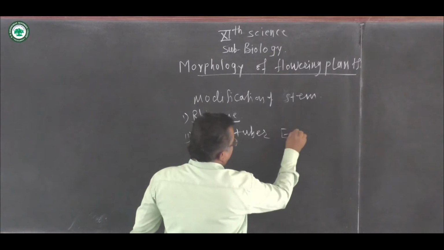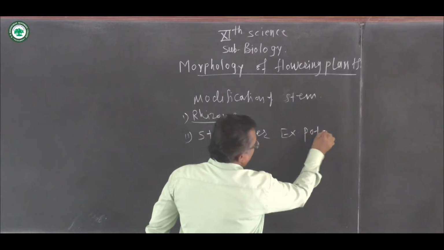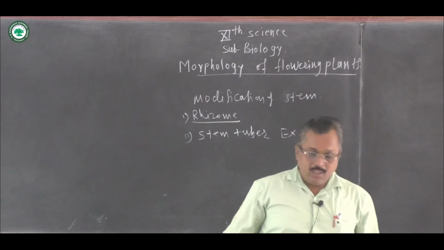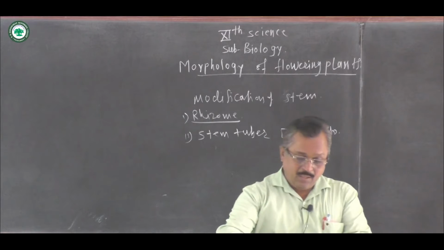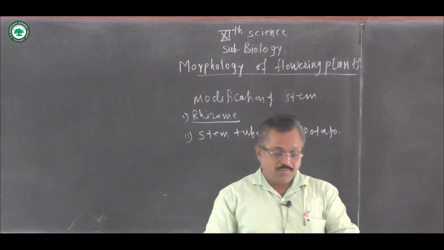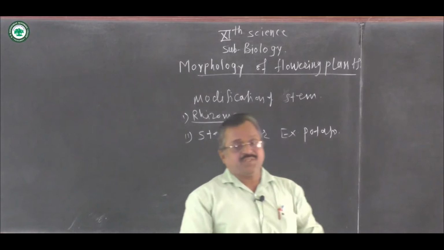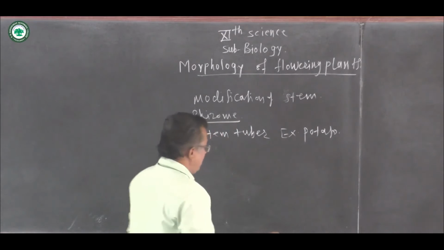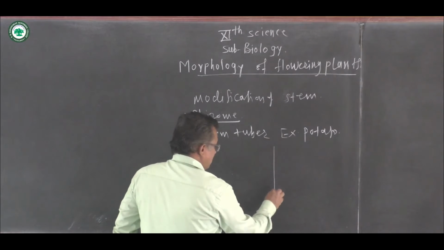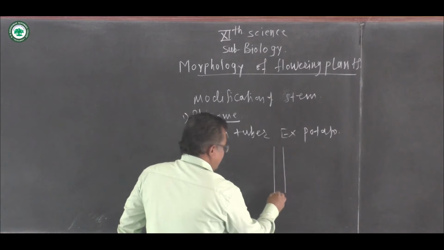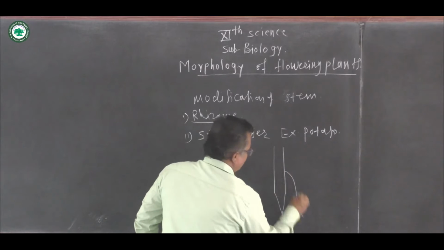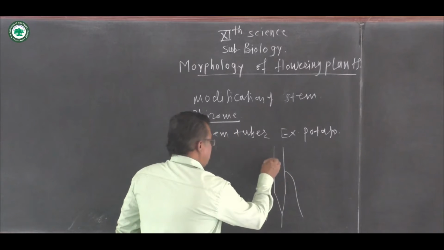For example, potato. Potato is a special underground modification of stem. Here, potato produces some special branches of stem, which grow in a downward direction.